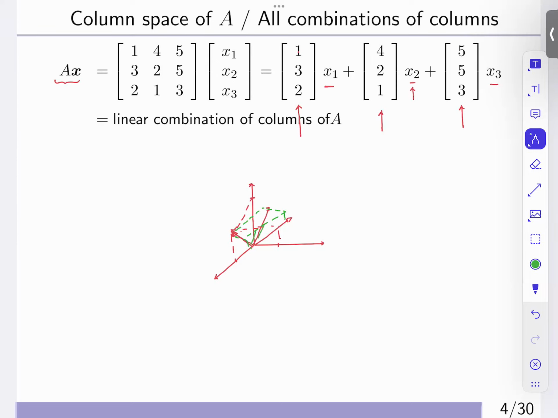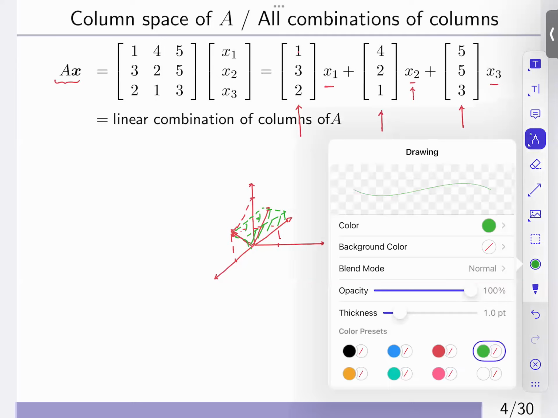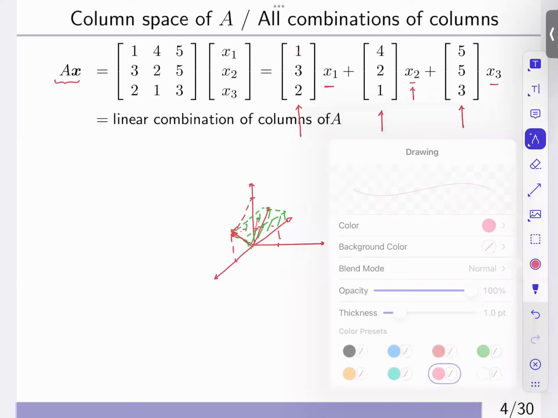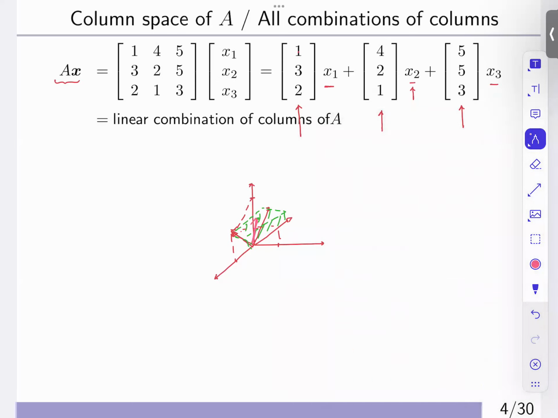So this is this space. And the solution Ax will be a point in this space. So if I were to look at the solution, this is going to be my solution Ax. And this is very, very important.